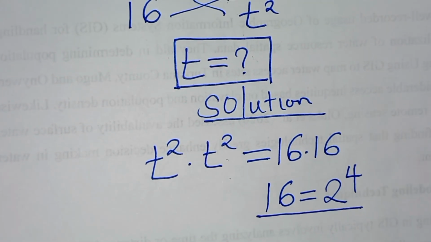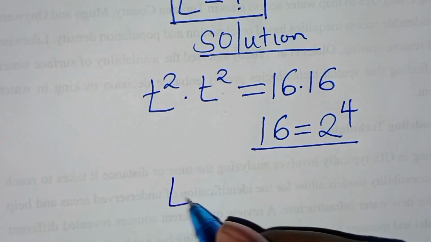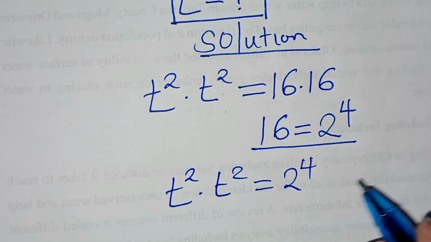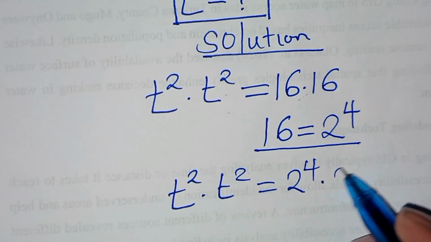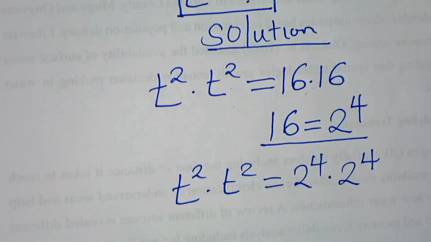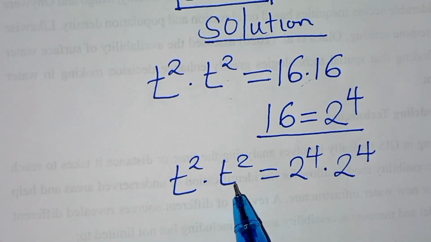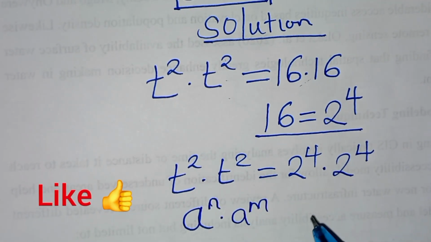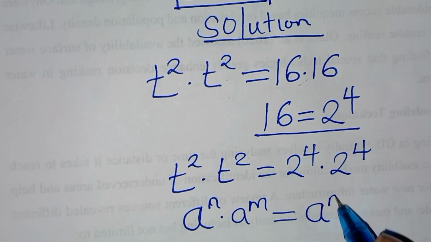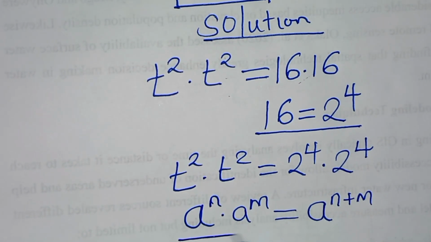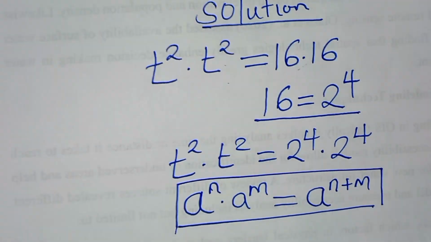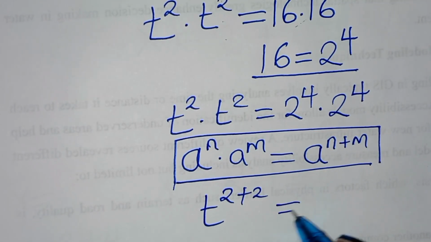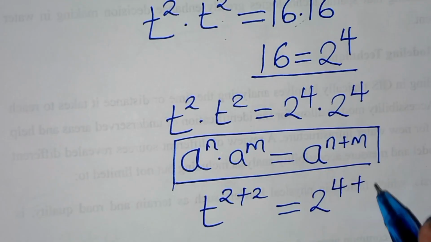So let's substitute this. Here we have t to power 2 times t to power 2 equal to 2 to power 4 times 16 again, which is 2 to power 4. Now, you find that t to power 2 times t to power 2 is in the form of a to power n times a to power m, which we can express as a to power n plus m. Applying this exponent property, then here we'll have t to power 2 plus 2, which is equal to 2 to power 4 plus 4.